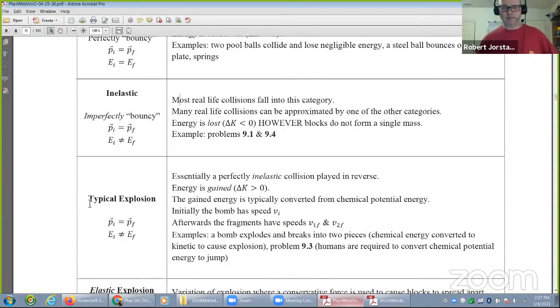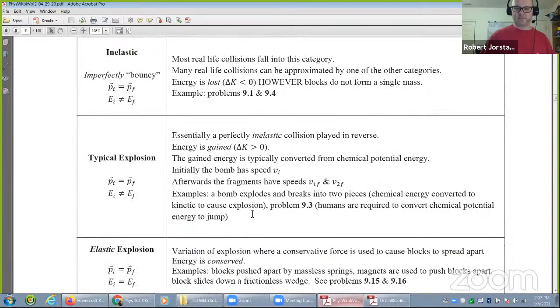And an explosion is like a perfectly inelastic collision played in reverse. Energy is gained, right? You take some chemicals like, I don't know, TNT or gunpowder or C4, and that releases chemical energy and turns projectiles out of it. You create kinetic energy out of chemical potential energy. So, right, that's usually where that comes from. So initially the bomb might have some speed, and afterwards fragments have speeds. So there's a couple of cases there.